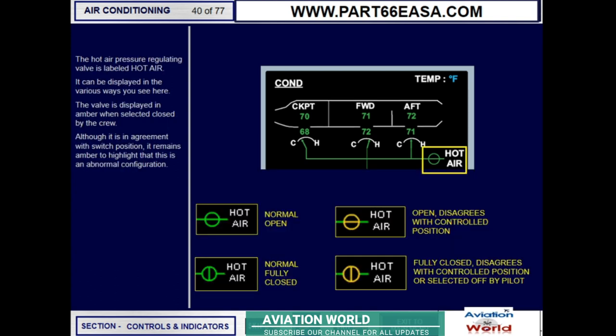The hot air pressure regulating valve is labeled hot air. It can be displayed in the various ways you see here. The valve is displayed in amber when selected closed by the crew. Although it is in agreement with switch position, it remains amber to highlight the fact that this is an abnormal configuration.